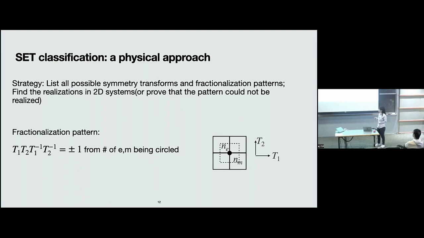A defining relation for the fractionalization pattern is obtained by taking an anyon and translating it along a parallelogram trajectory characterized by T1, T2, the two elementary translation actions: T1, T2, T1 inverse, T2 inverse. For this toric code example, the only possible option is that this parallelogram trajectory gives a +1 or -1 phase, since two anyons must form a linear representation, so we only have a + or -1 choice.